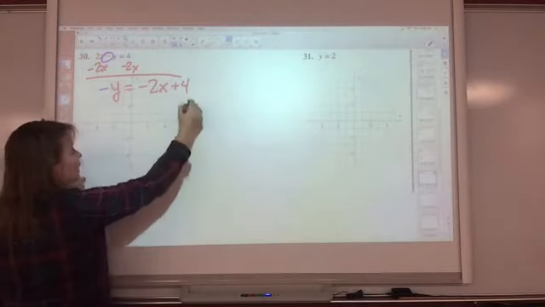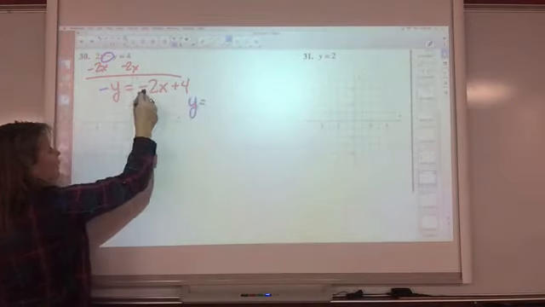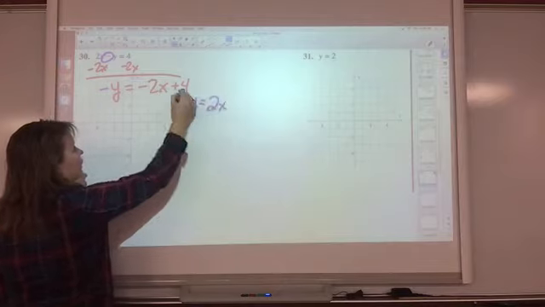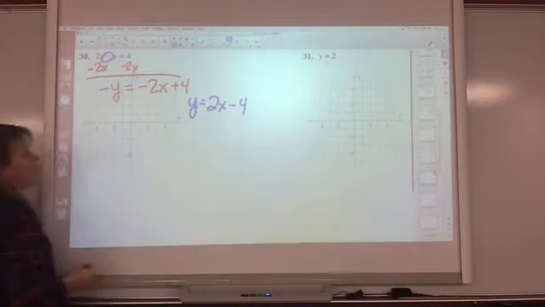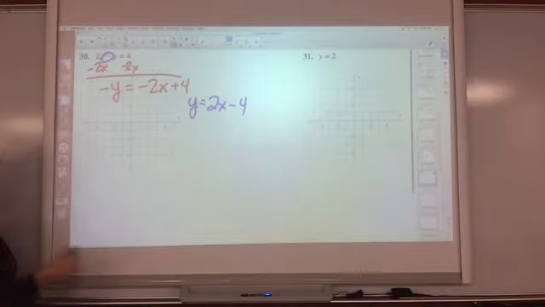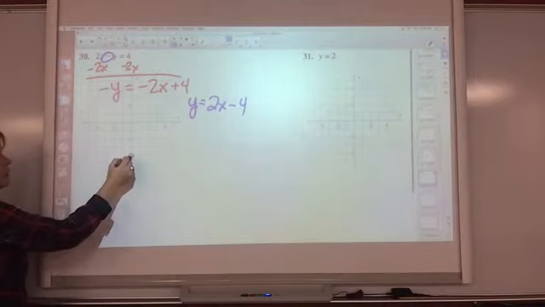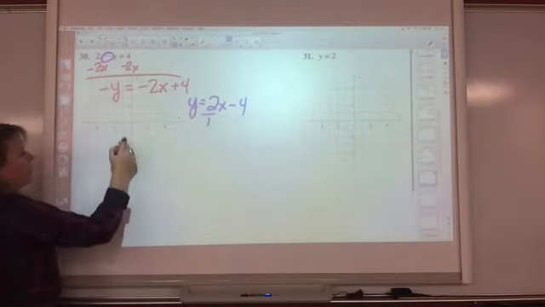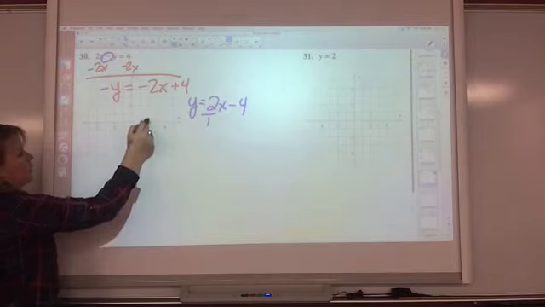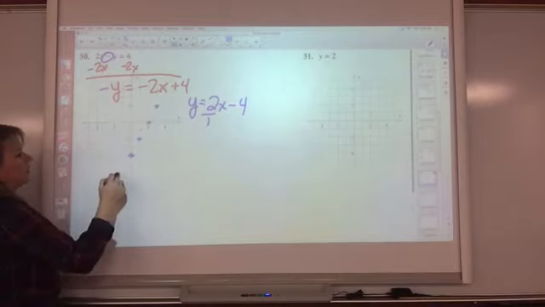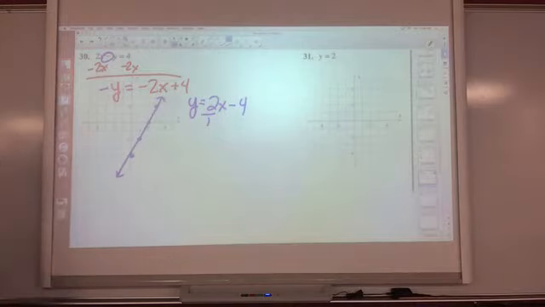Simplify by changing that to a positive y, a positive 2x, and a negative 4. Change all signs, or divide by negative 1. We start down 4, and then go up 2 over 1. And you can continue to go up 2 over 1 to make an accurate line.